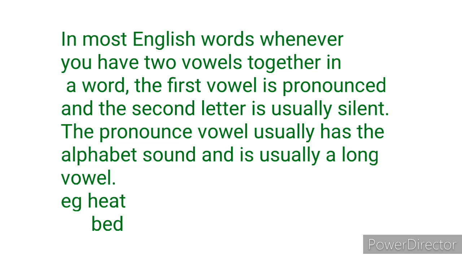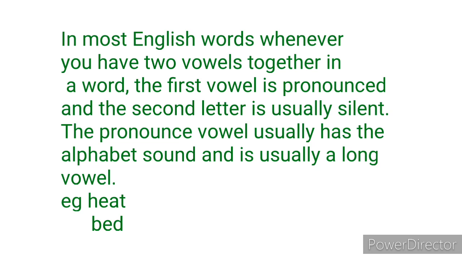For example, the letter E is pronounced as E in a word like heat, H-E-A-T, heat. And the letter E is pronounced as E in a word like bed, B-E-D. So in the first one, you have two vowel letters together in it, heat. That's why the first letter, which is E, is pronounced as E, the alphabet sound. In the second example, the E doesn't have the alphabet sound but the phonetic sound. I hope you got that.